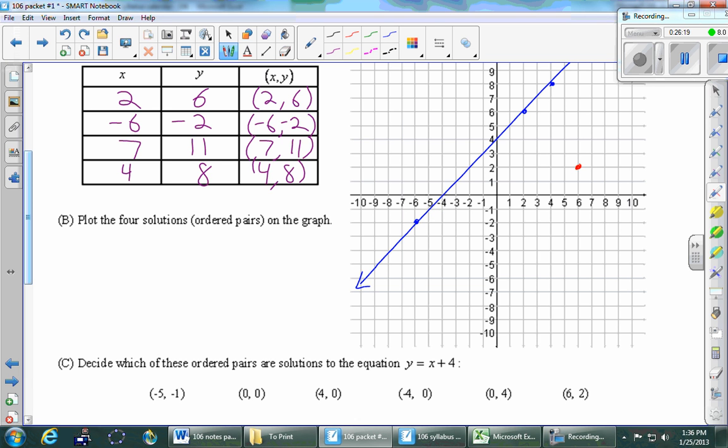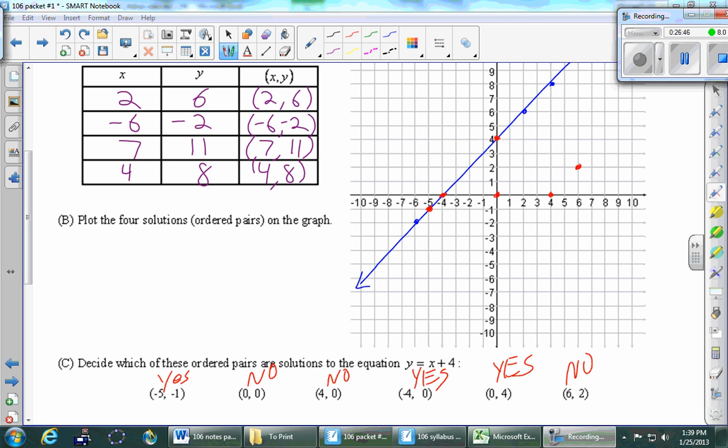How can you tell right away that (6, 2) is not a solution to that equation? It's not on the line, right? That line is supposed to represent every single solution. We found the 4 points that we plotted, but every single solution to that equation is somewhere on this line. And every point that's not on the line is not a solution. So can you do that kind of thing and either say yes or no to each of these points?